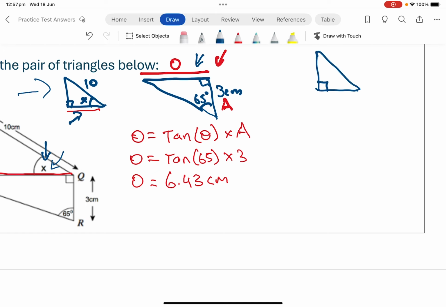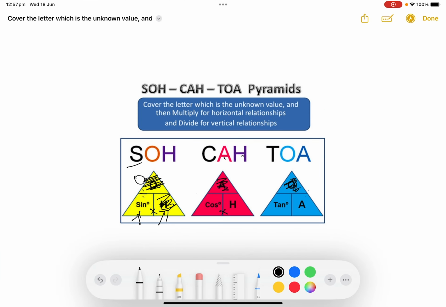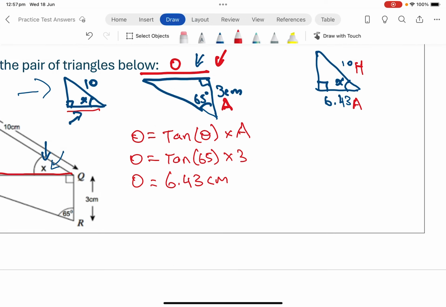Cool, which means if I redraw this triangle here, again mainly for your purposes, the base is now 6.43 centimeters. That bit there is 10, and we're trying to find x. With respect to x, I have information on the adjacent and the hypotenuse side. Adjacent and hypotenuse will give us cosine. In particular, we're trying to find the angle. So when I look at my cos triangle here, I would be covering the angle, and I have a over h, which is divide. So if we go back, we end up with cosine of theta equals adjacent over hypotenuse.